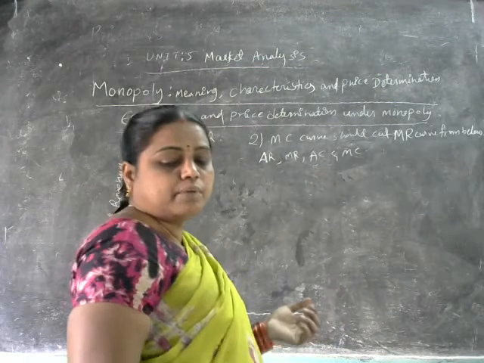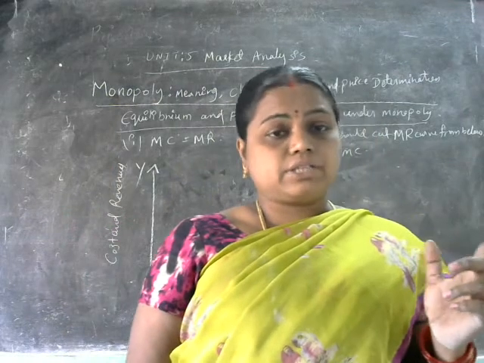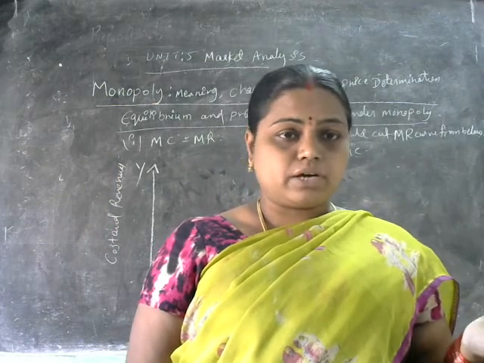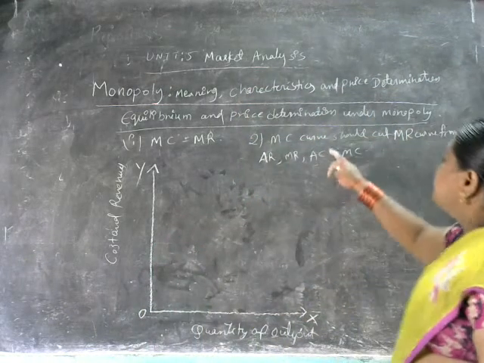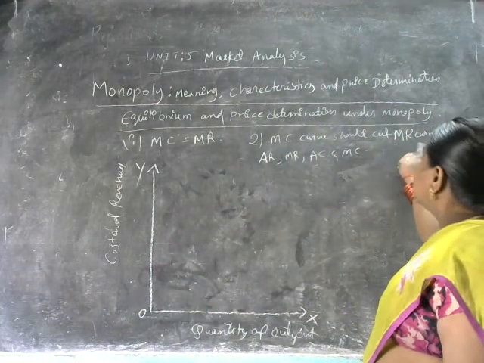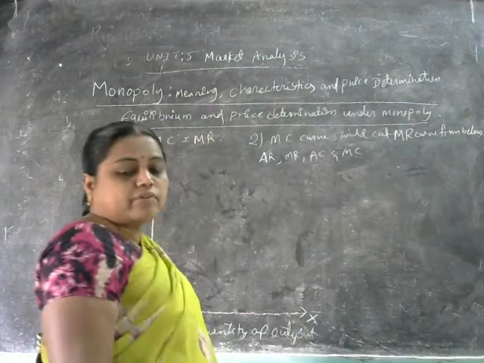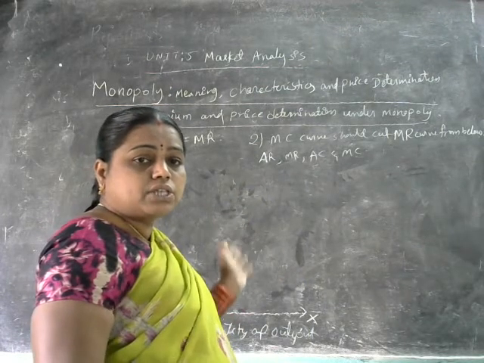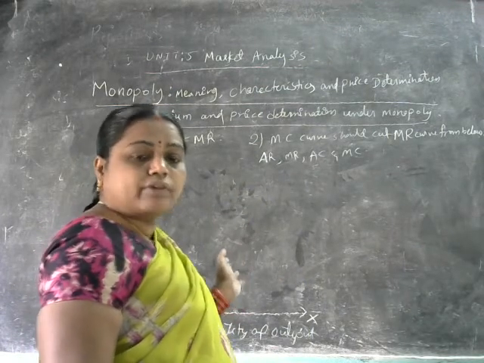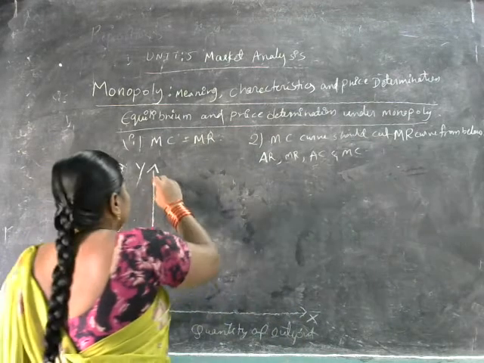So here you can observe the average revenue, marginal revenue, marginal cost and average cost curves. The cost curves will always be U-shaped. So what we have discussed is that the marginal cost curve cuts the marginal revenue curve from below. Here we are going to draw the average revenue curve and the marginal revenue curve. The marginal revenue curve is always below the average revenue curve.